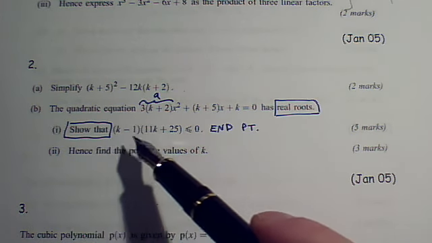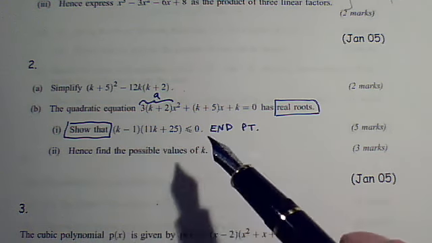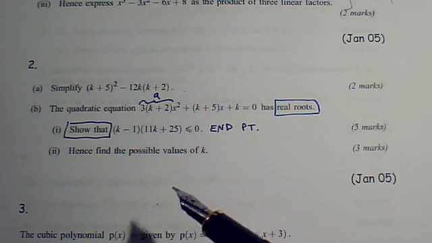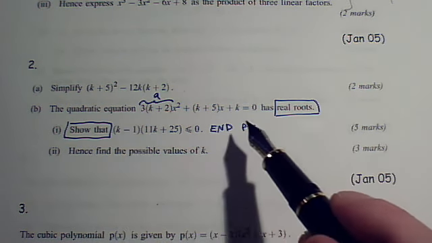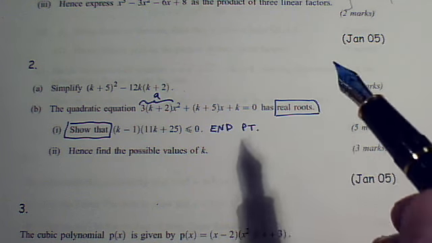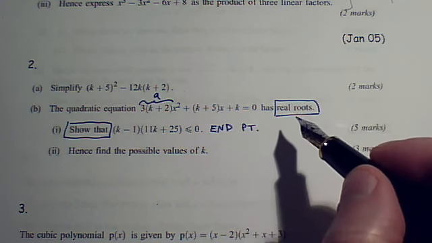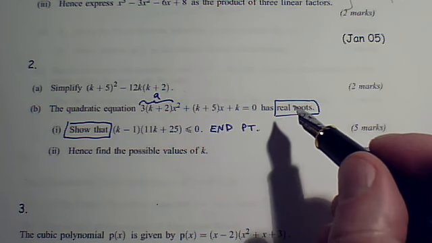So remember that in a show that question, the algebra in this part is your end point, so ignore it completely in getting started. Your starting point is the fact that this horrible looking quadratic has got real roots. Real roots should trigger in your mind something to do with the discriminant. Can you remember the formula for the discriminant from chapter 1?